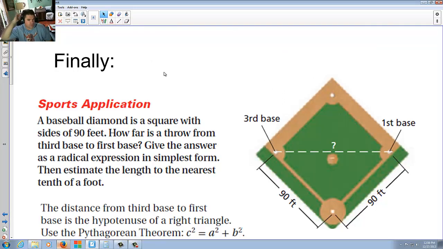Finally, a sports application. A baseball diamond is a square with sides of 90 feet. How far is it thrown from third base to first base? Give the answer as a radical expression in simplest form. Then estimate the length to the nearest tenth of a foot.